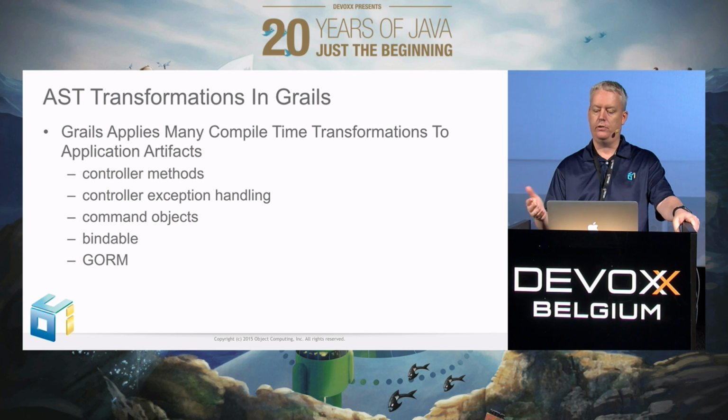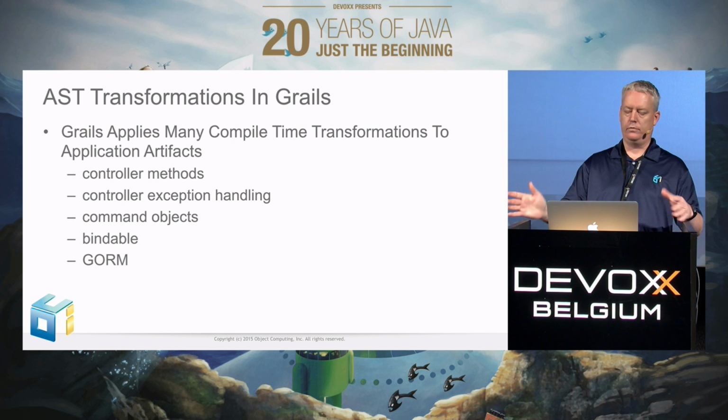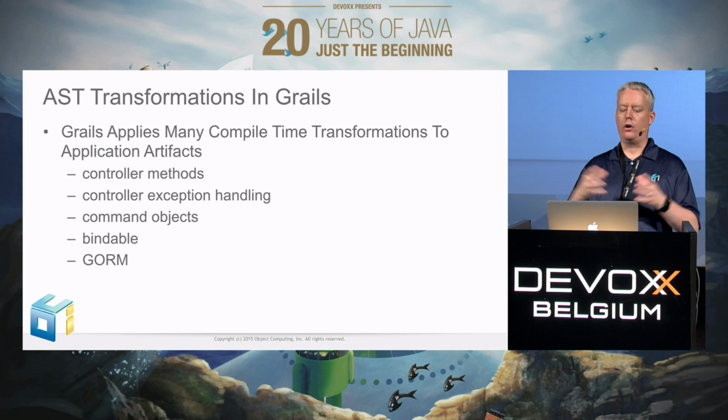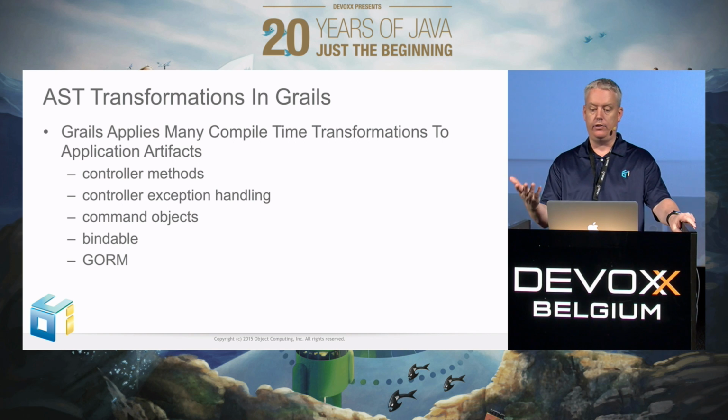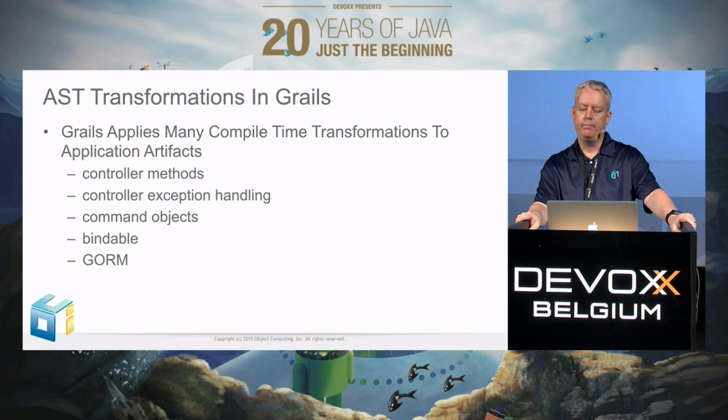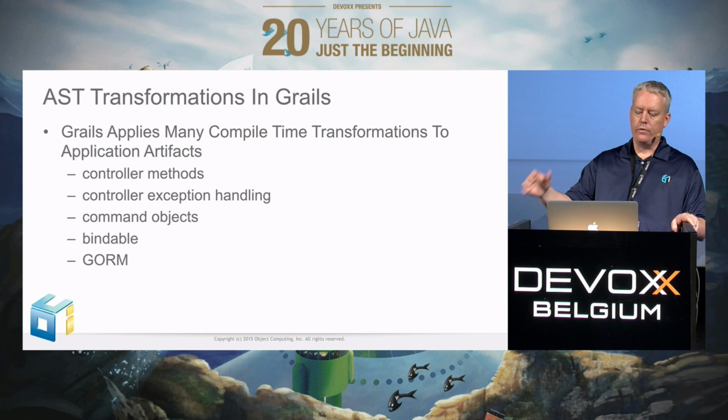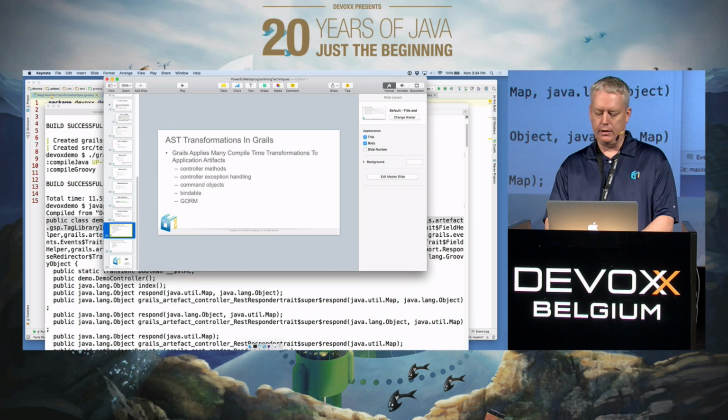Some AST transformations don't apply traits. They do fundamentally different things. But what's important there is that there's all kinds of behavior being added to your artifacts at compile time by the framework, and AST transformations are what enable that. So this happens all over the place in the Grails framework. Controller methods are all rigged up at compile time to do interesting things.